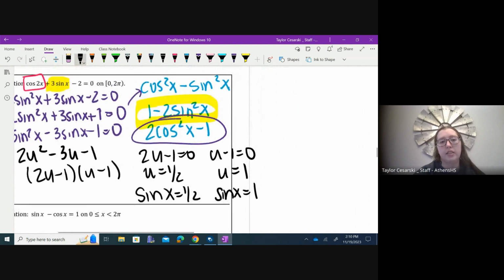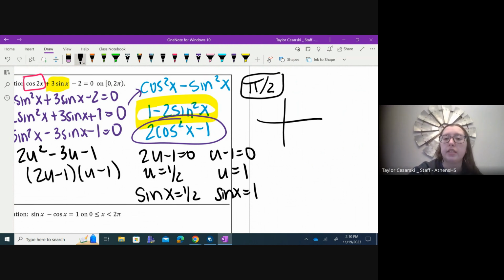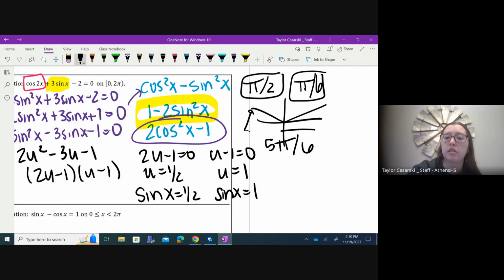Let's start with sine of x equals 1 because that one's a little bit easier. That's where my y is equal to 1. That's going to happen at the top. So that's at pi over 2. And then sine of x equals 1/2, that's going to happen here and here. It's in the first and second quadrants where you have a big X and a little y. So that's going to be at pi over 6. And then this angle right here is 5 pi over 6.